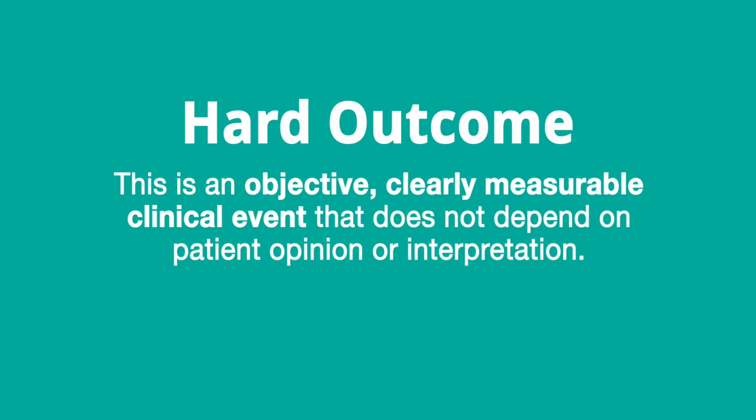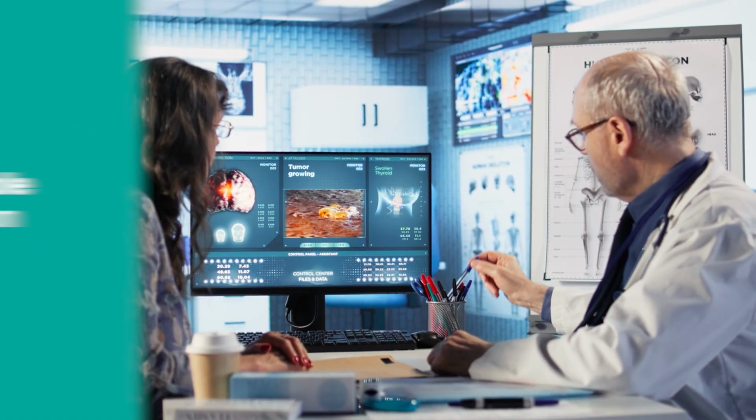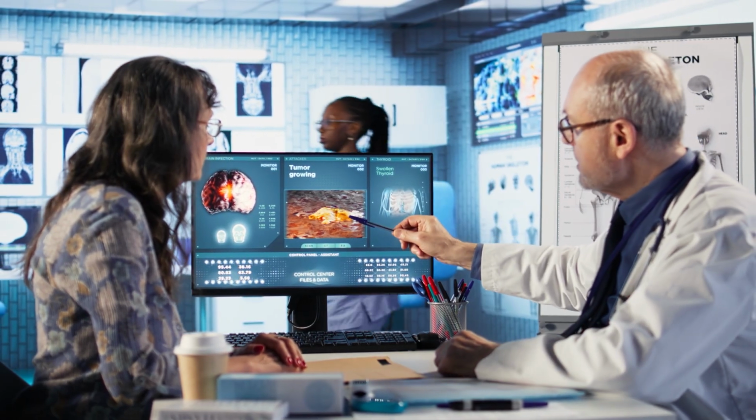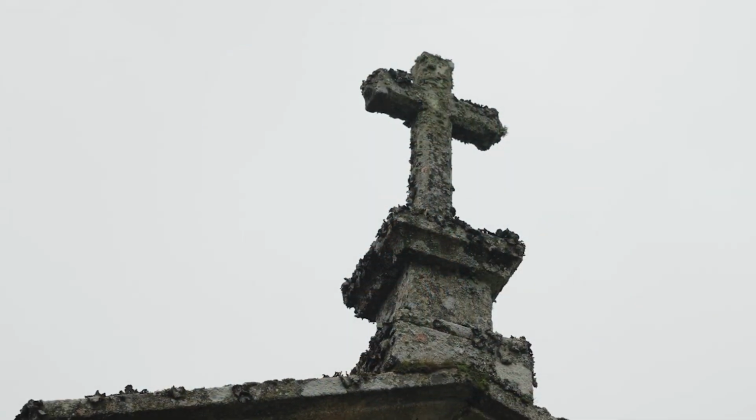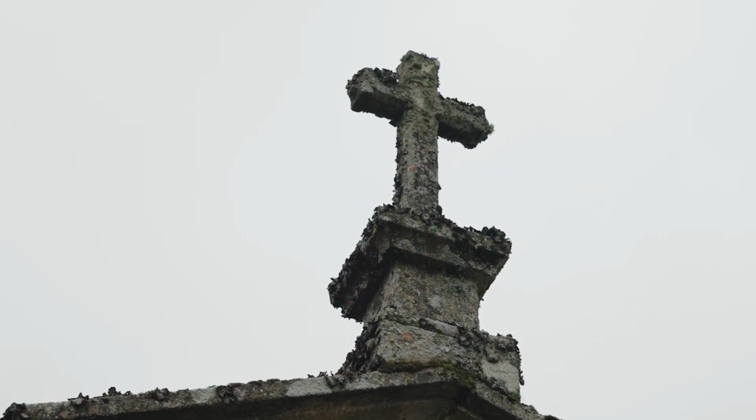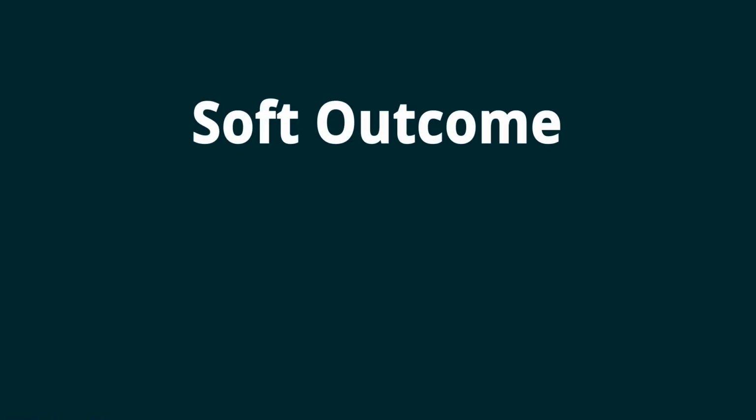Next is a hard outcome. This is an objective, clearly measurable clinical event that does not depend on patient opinion or interpretation. One example is cancer recurrence or all-cause mortality in a cancer treatment trial. Cancer recurrence or death is definitive and clearly recorded, unlike pain or fatigue, which are subjective and can vary based on patient perception.